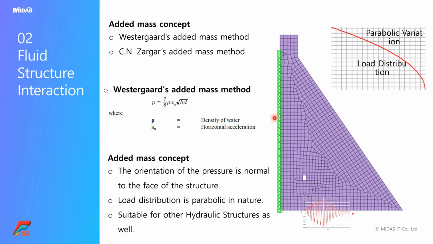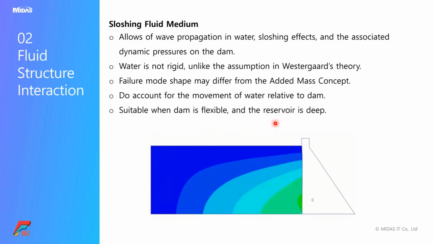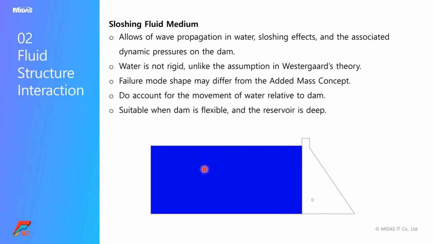So if your reservoir is deep and the dam is flexible, in that case we will have relative movement between the reservoir and the dam. Hence, we will have a lot of wave movement whenever there is an earthquake in the reservoir. So the Westergaard equation will not serve that particular purpose quite well. Hence, if your dam is very deep and you have a flexible dam, it's better to model the sloshing fluid medium. That means you need to model the entire reservoir as it is.